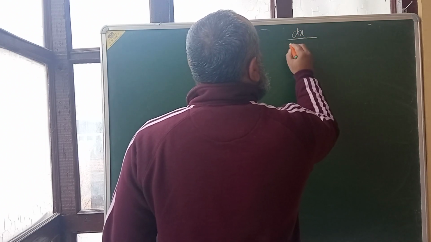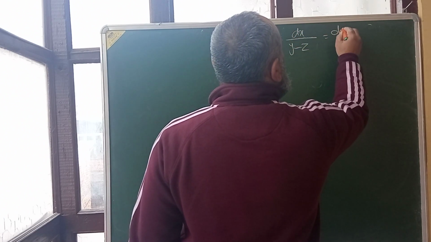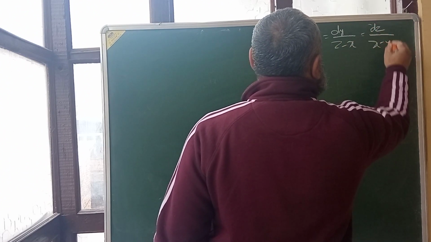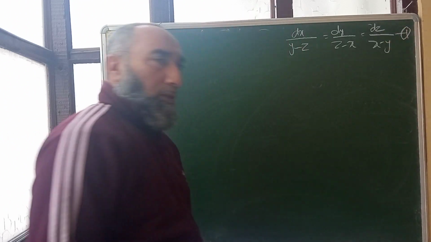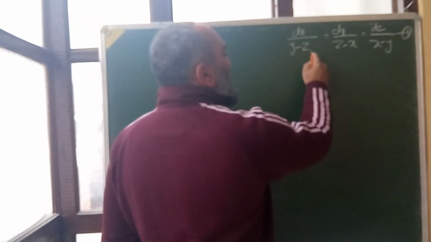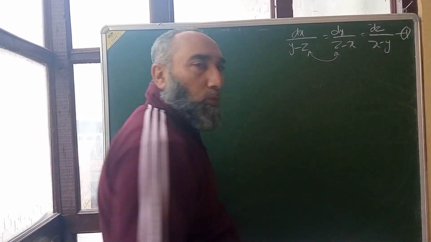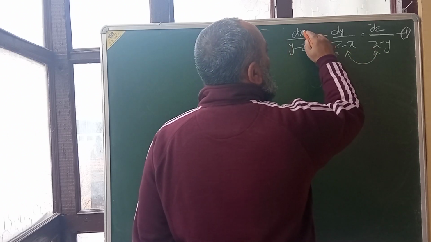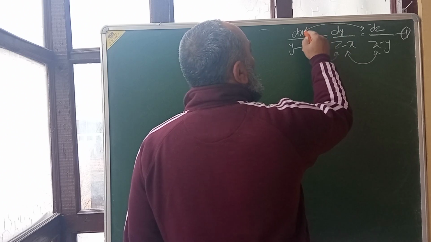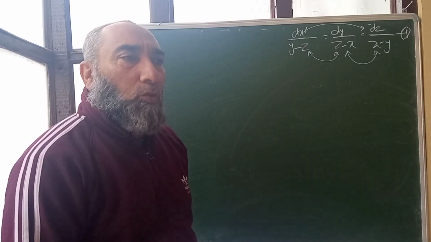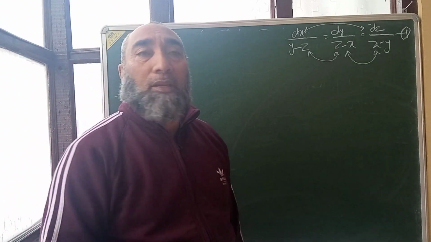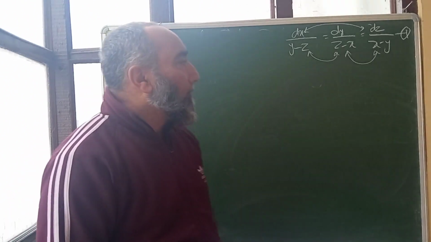dx/(y minus z) = dy/(z minus x) = dz/(x minus y). This is 1. Okay, can I solve it? Can I take this and this fraction together? No. Can I take this and this fraction together? No. Or can I take this and this fraction together to get a solution? We cannot. So there should be one more rule which will let us know the solution of such type of equations.